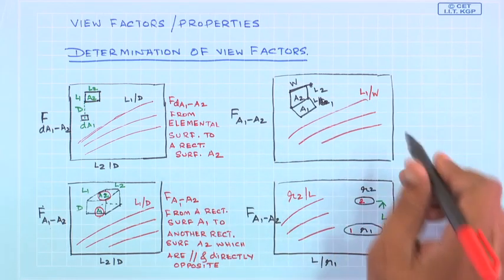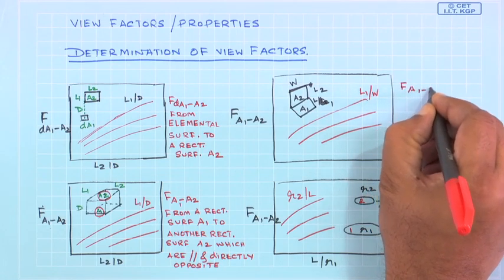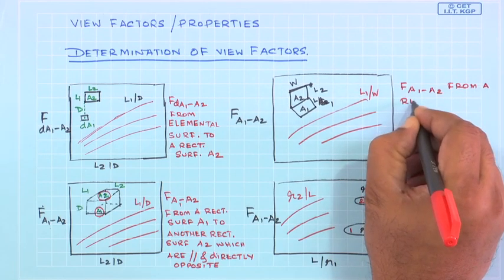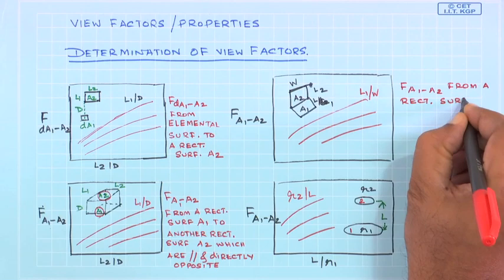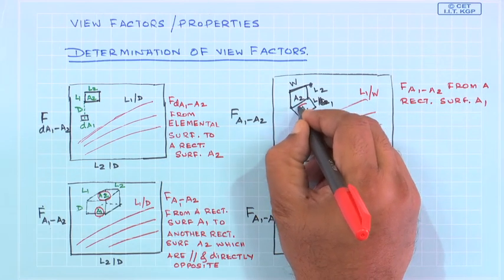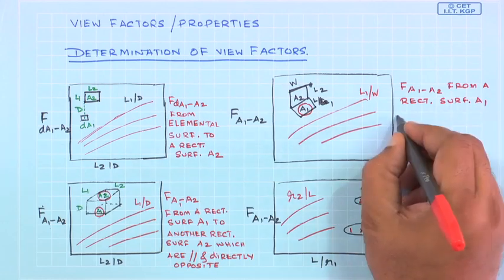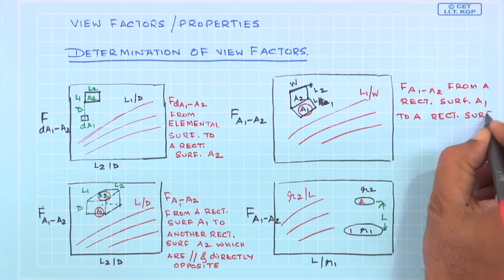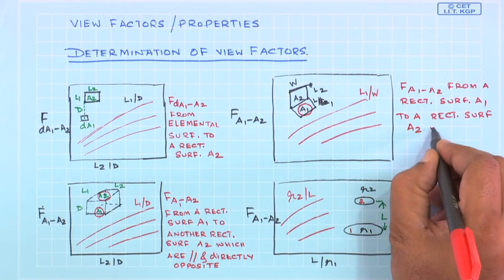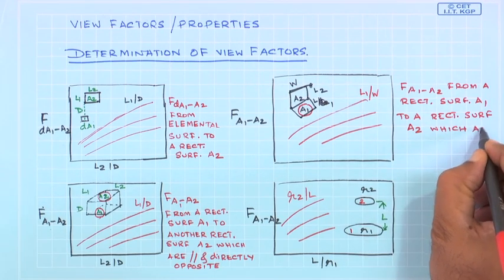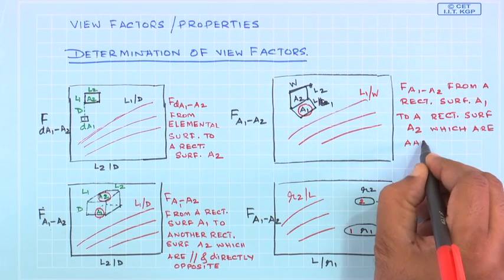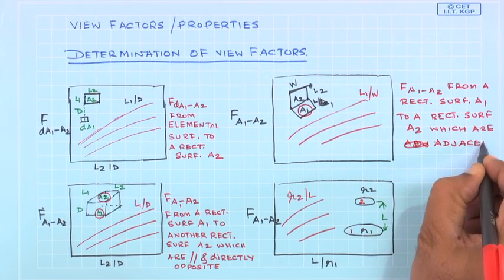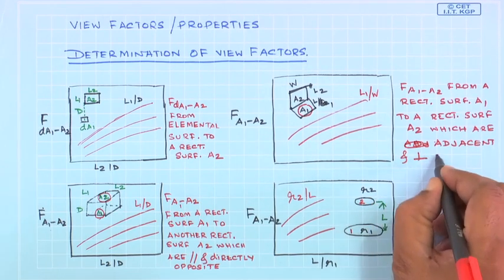The third one, again, gives you the value of F A1 to A2, from a rectangular surface A1 to a rectangular surface A2 which are touching each other. That means they are adjacent and perpendicular to each other.